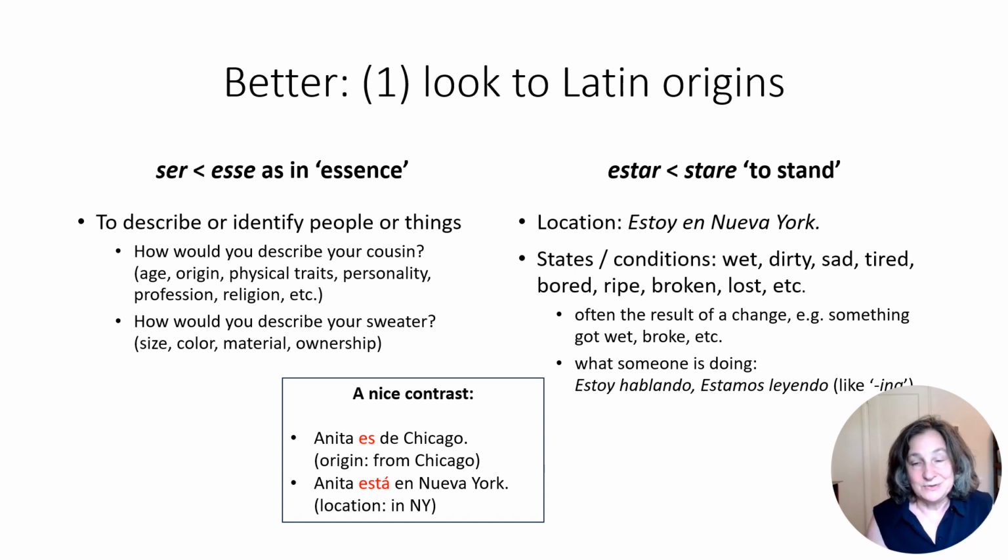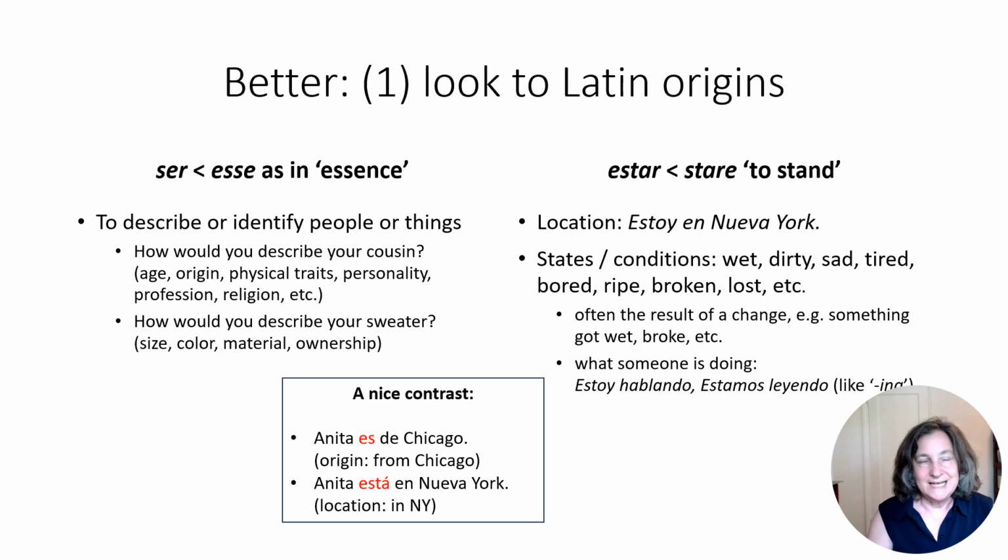And we also use estar to talk about states and conditions, such as something being wet, dirty, sad, tired, bored, ripe, broken, lost, etc. And these are often the result of a change. So something is wet, está mojado, because it got wet. Something is broken, está roto, because it got broken.